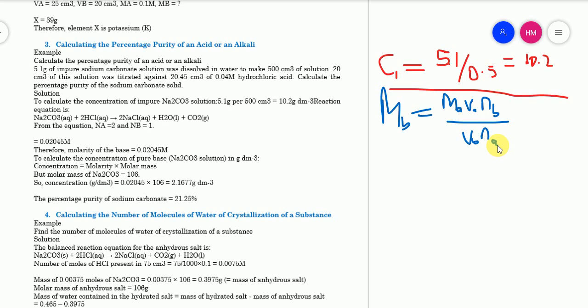Volume of acid tupewa ngapi? Molarity of acid is 0.04. Volume of acid tupewa ngapi? 20.45. Hiyo hapo tuibadilisha, tunaweka tu hivyo 20.45. So this is cm cube na ile 20 ni cm cube zitaisha. Toka hapo number of moles of base ni ngapi? Ni 1. Hiyo hapo tuna divide.